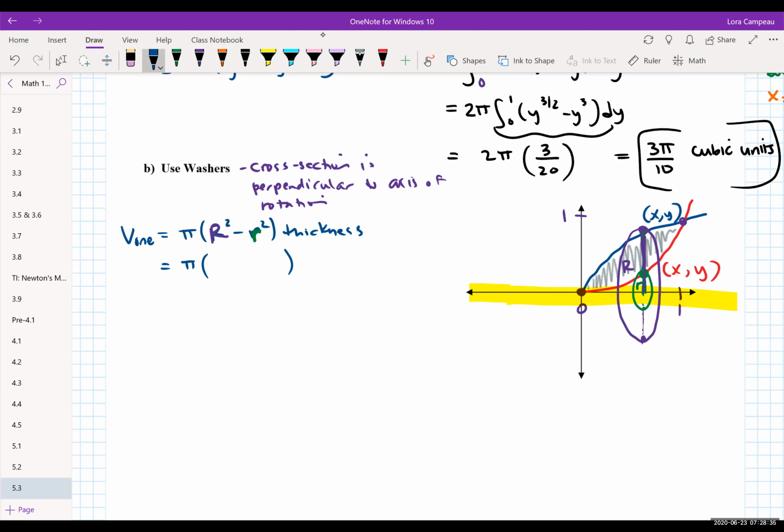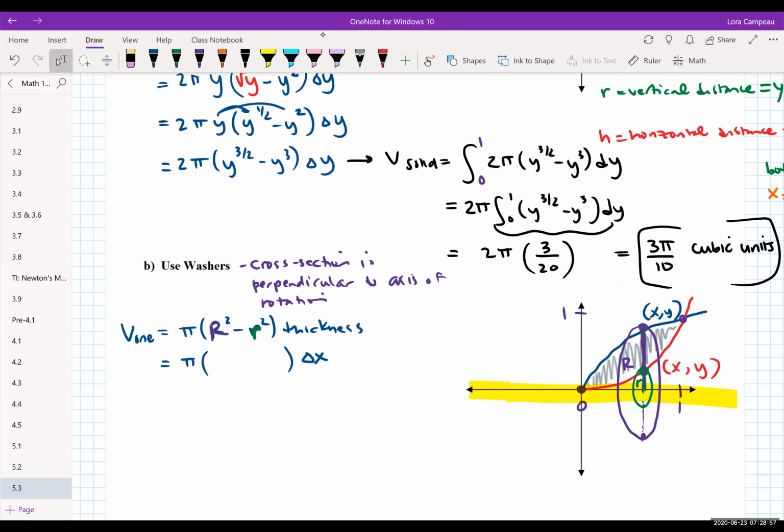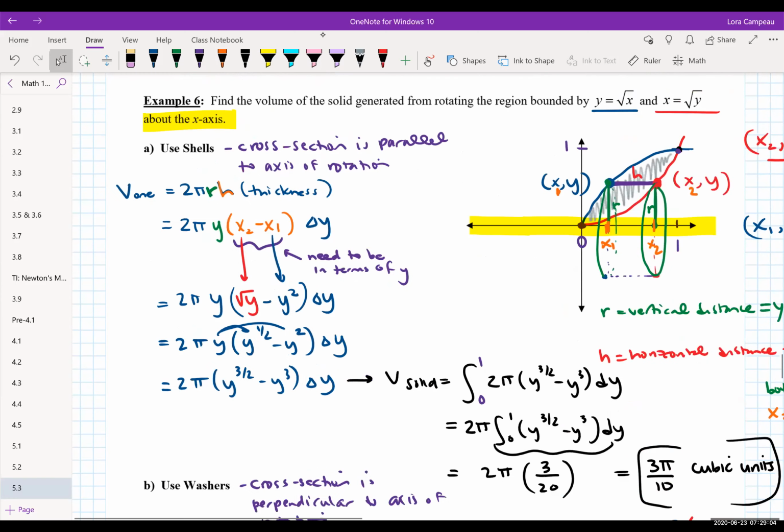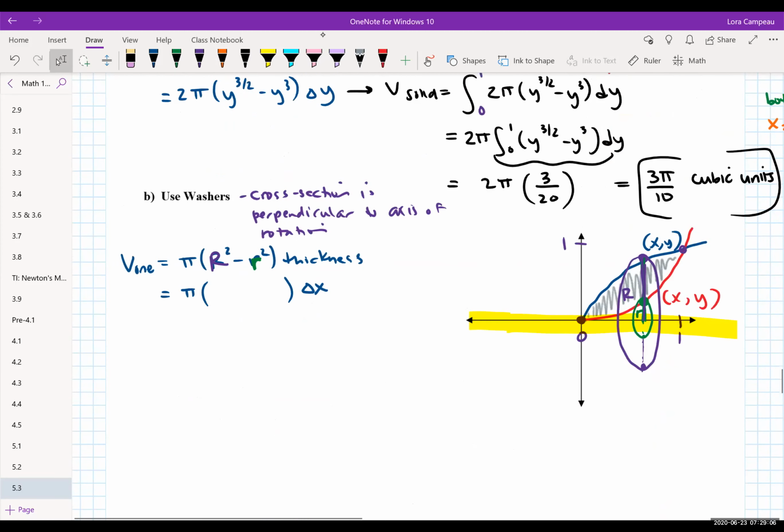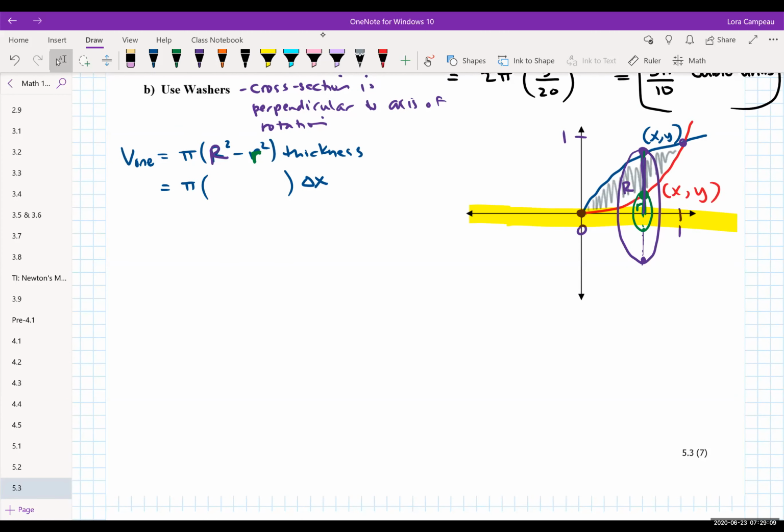I also want to deal with the thickness. What are we slicing up? If we're perpendicular to the axis of rotation, we are slicing up the x-axis, so we should have delta x. And pretty much when you're using washers and discs, whatever the axis of rotation is ends up being your dx or dy. It's the shells you have to kind of worry about. Okay, all right, so we're almost there.